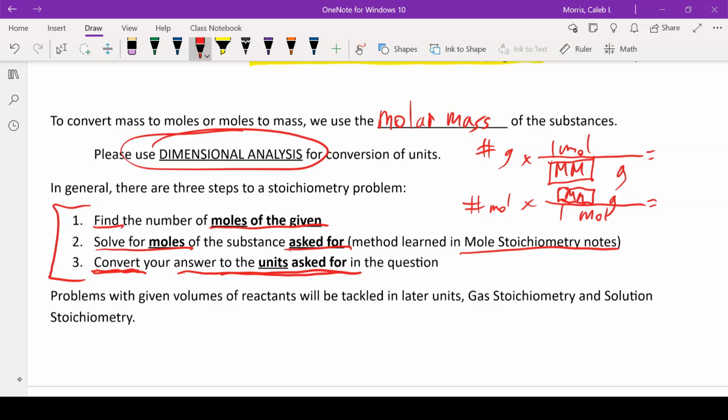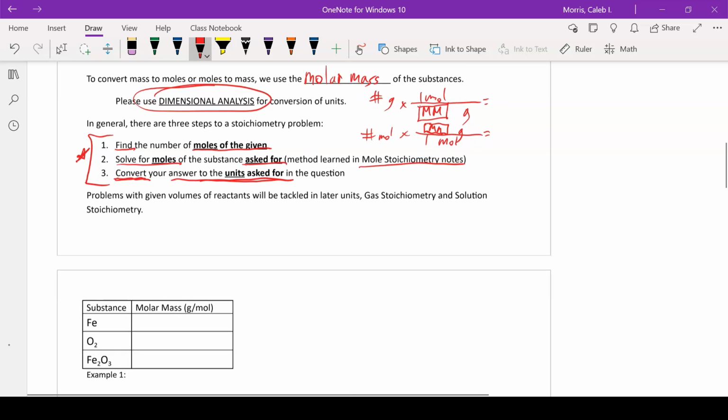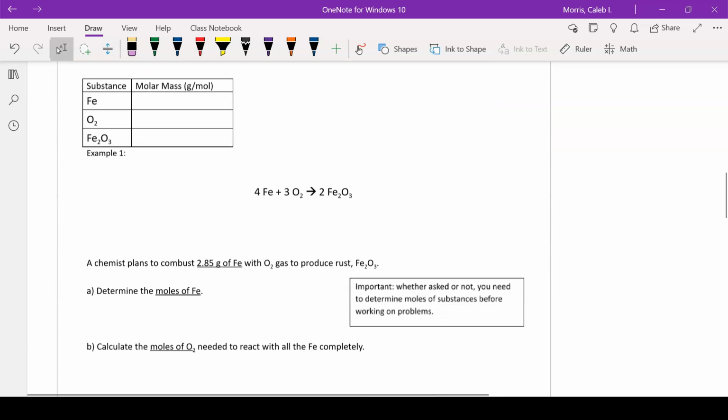Problems with given volumes of reactants are going to be tackled in later units, gas stoichiometry and solution stoichiometry. So as I said, this will come back. You're going to want to remember these 3 steps in terms of not just mass, but later volume, pressure, and other things. All right, we are going to do an example problem next.